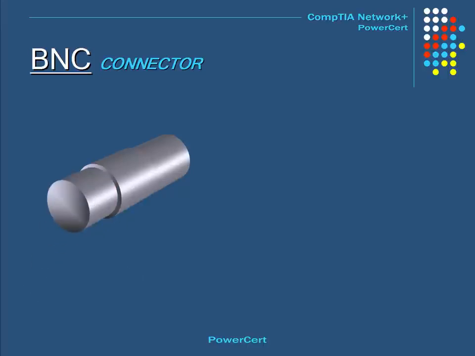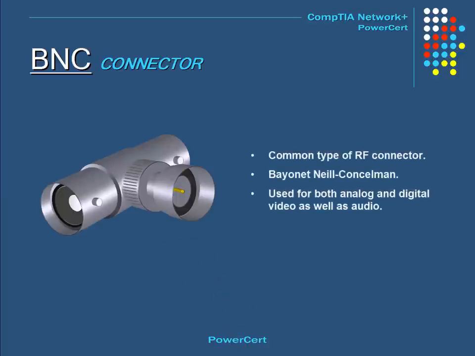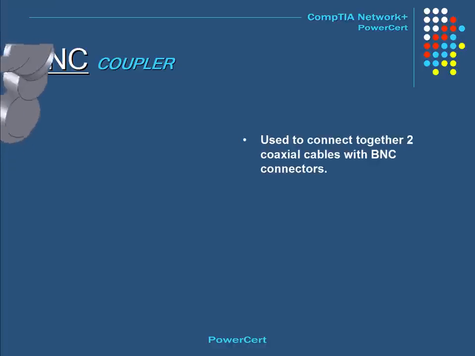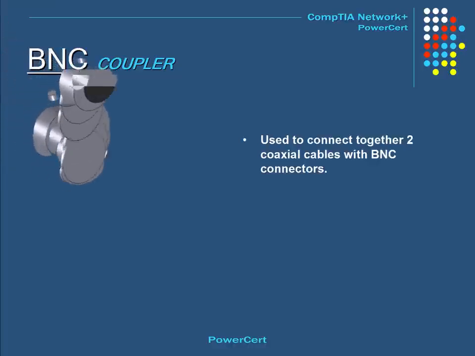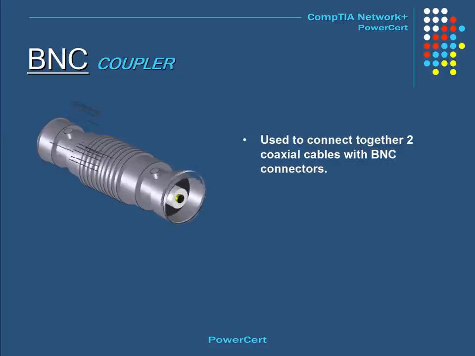The BNC connector is a common type of RF connector that is used on coaxial cable. BNC stands for Bayonet Neil Conselman, and it is used for both analog and digital video transmissions, as well as audio. A BNC coupler is used to connect together two coaxial cables with BNC connectors attached to them. This particular coupler is a BNC female-to-female coupler.